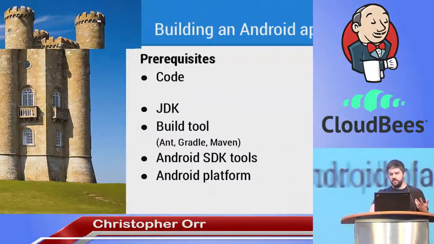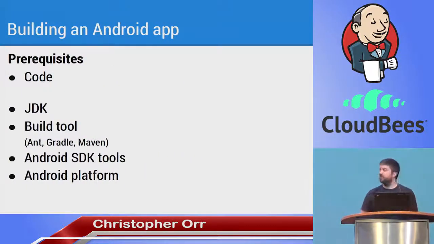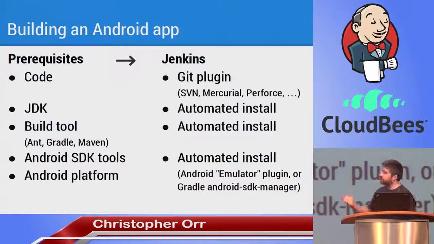So what do we actually need to build an Android app? Well, of course, the code helps. As it's all based on Java, we need the Java development kit. We need your build tool, whichever one you use. The Android SDK tools, and of course the Android platform. So Jenkins helps us here by, for example, we have the SCM plugins, Git, Subversion, hopefully not.